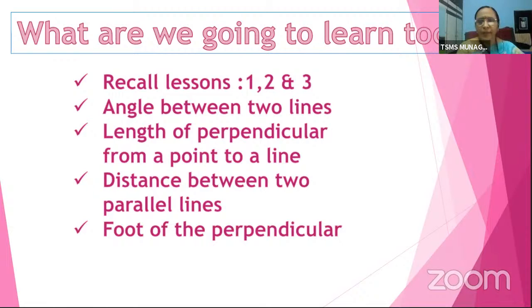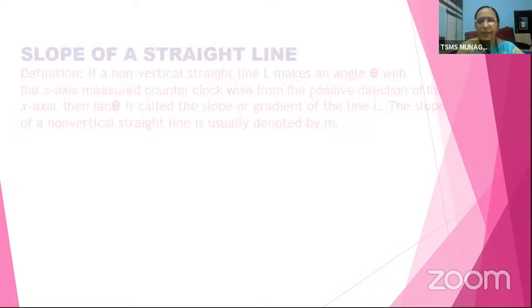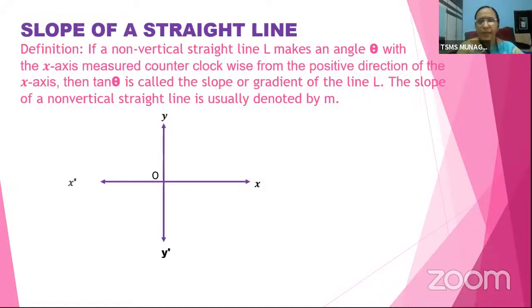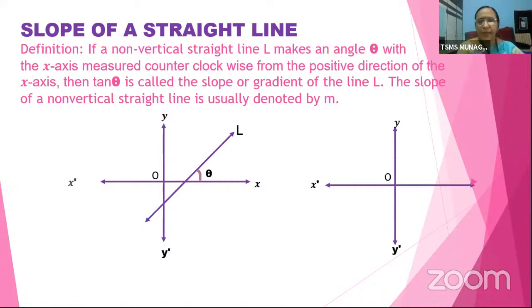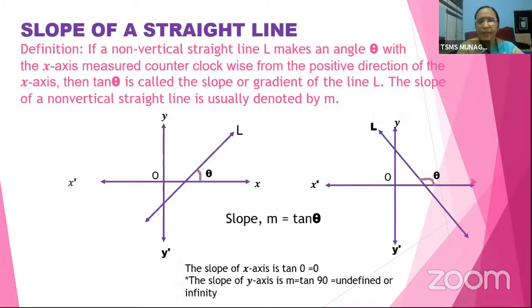So in the first lesson, you have learned about what is slope. Slope is the positive angle made with the positive x-axis in the positive direction, whose tan value gives us the slope m. I hope all of you remember this. Also, I hope you remember the slope of the x-axis is 0 and the slope of the y-axis is infinity or undefined.